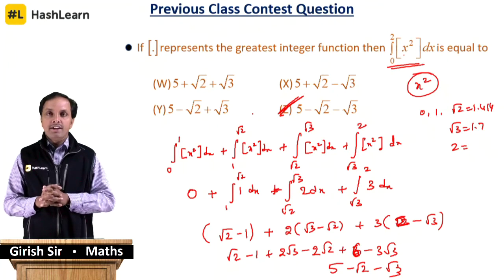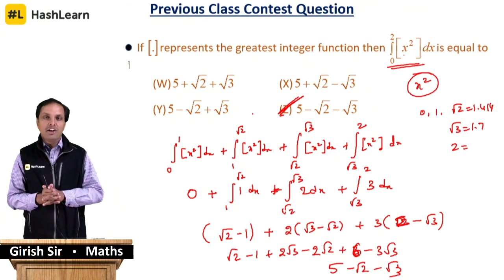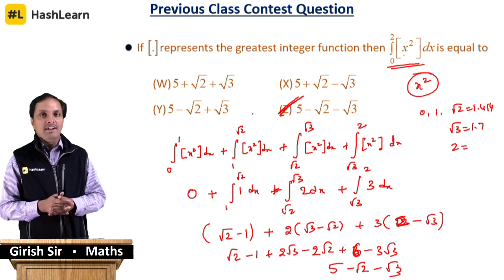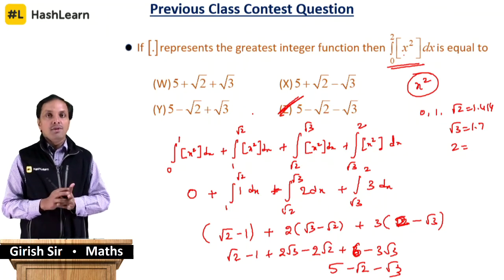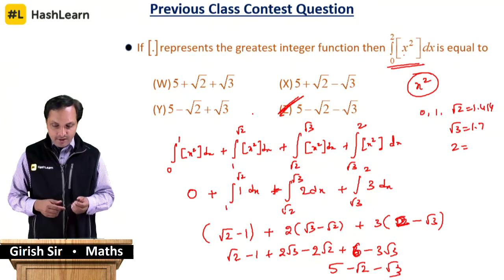Okay, hope you followed the concept of the greatest integer and how to split the limit whenever you have a greatest integer of x square. You need to consider √2, √3, √4, √5, so that when you square them it becomes an integer. Therefore you need to take √2, √3. Okay, fine then. Let's get ready for the next.